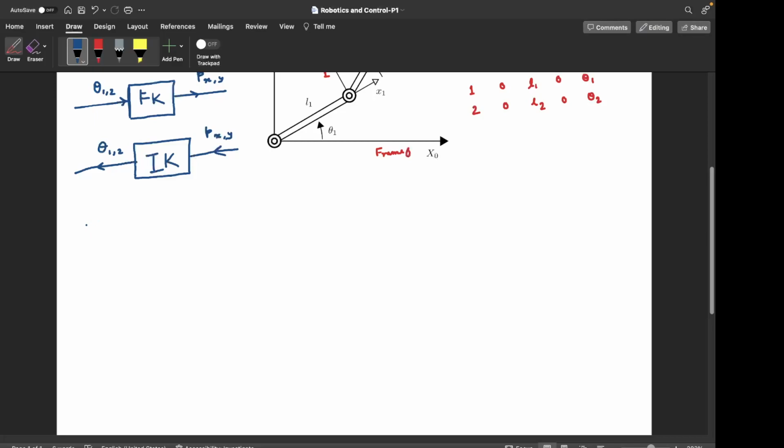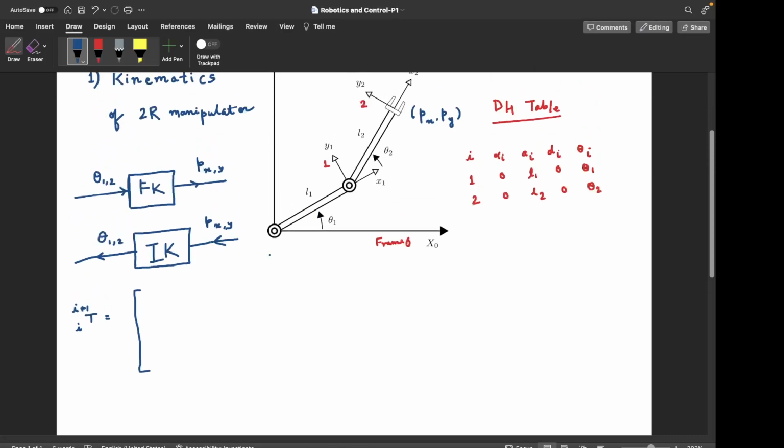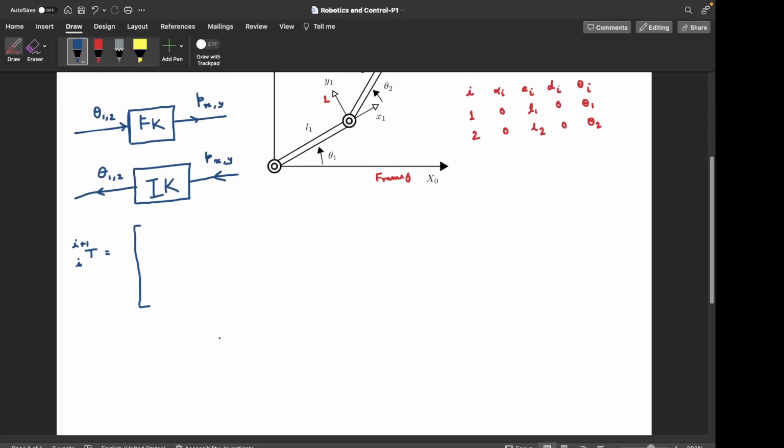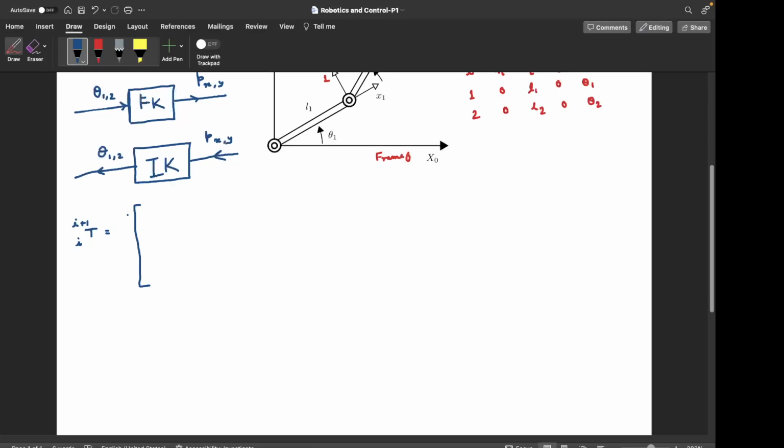So the transformation matrix from the I to I plus 1th frame. So basically, what do we do after writing DH parameters? We compute these transformation matrices from one frame to another frame, and finally we multiply all these transformation matrices to get the final transformation from the base frame to the end effector frame, right?